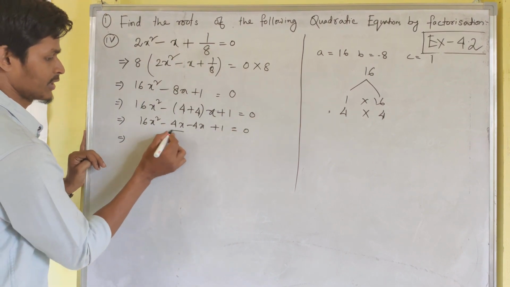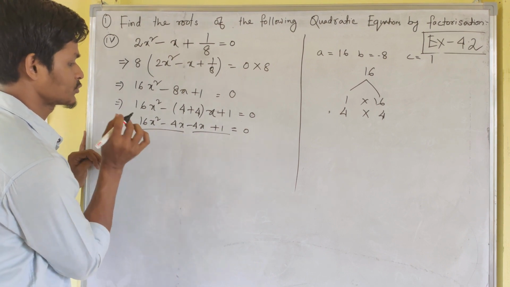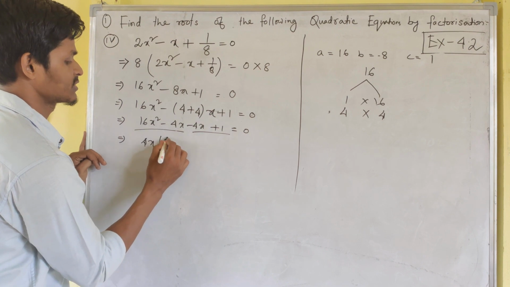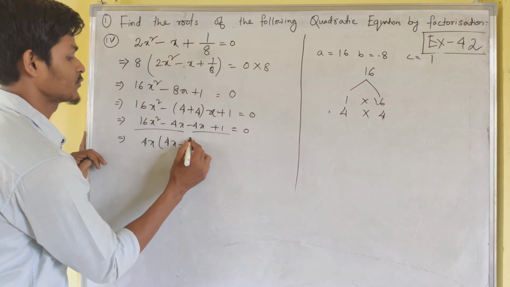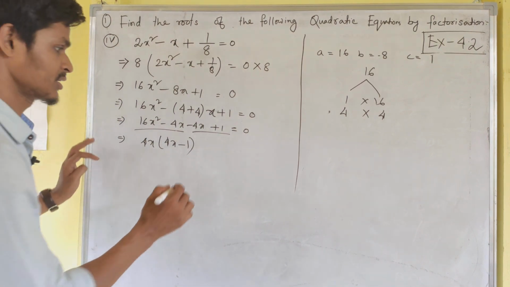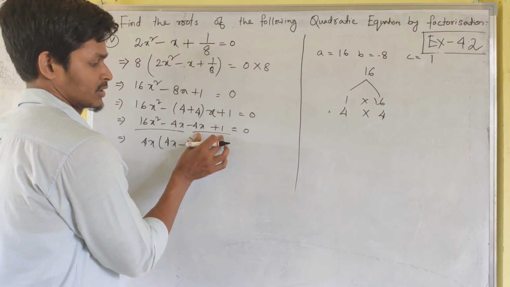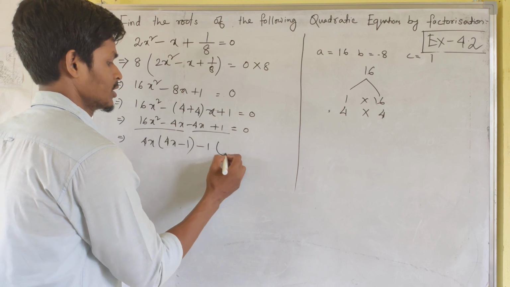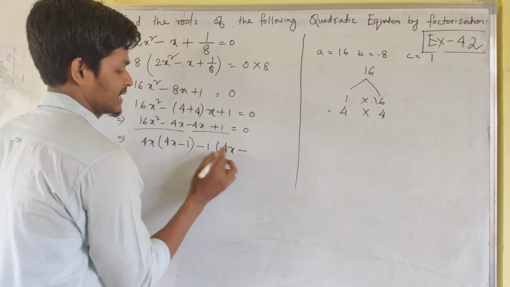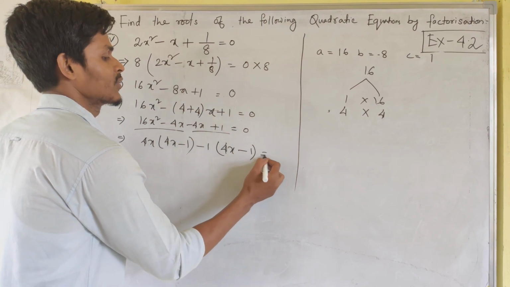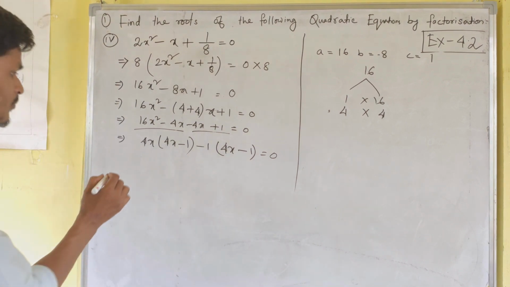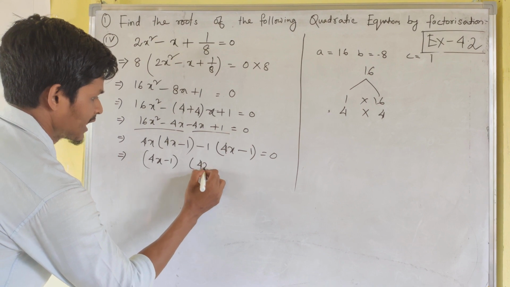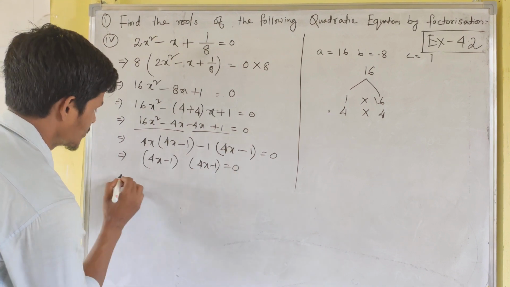Now take common from these two and from these two also. So 4x will be common, because 4 fours are 16x square, minus 4x into 1 is minus 4x. Now minus 4x plus 1, is anything common here? Nothing is common here, so you take only 1 as common. So minus 1 into 4x minus 1 is equal to 0. So 4x minus 1 into 4x minus 1 is equal to 0.